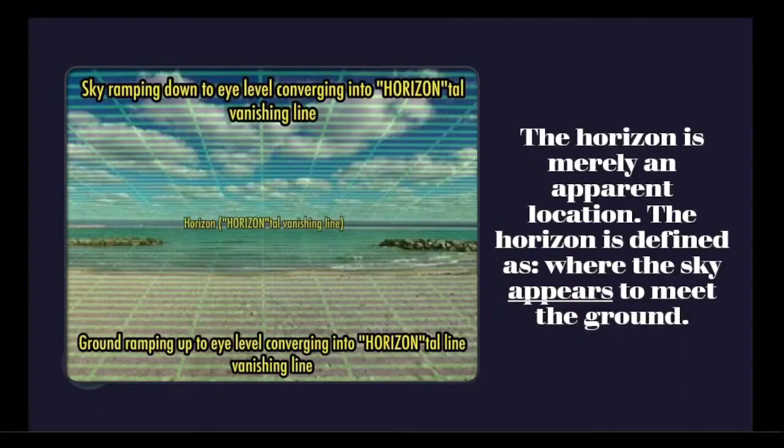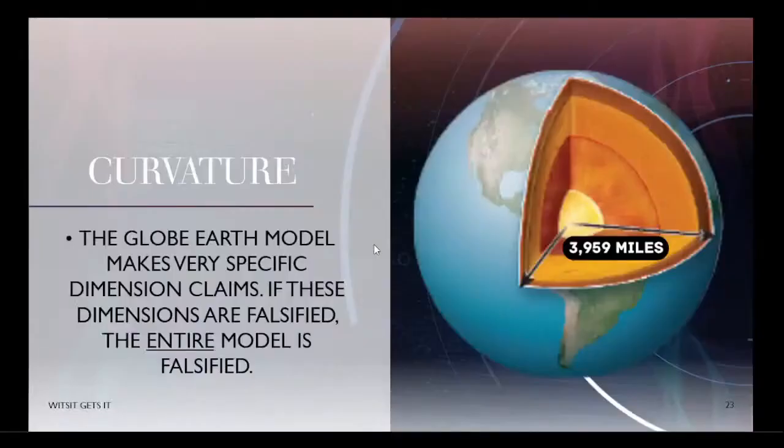And that vanishing line changes based on atmospheric conditions. So sometimes it's closer, sometimes it's further away because there's more turbulence in the atmosphere, there's more density, there's different temperatures, there's different humidity, there's different obstruction, right? So the horizon is merely an apparent location. The horizon is defined as where the sky appears to meet the ground. This is a very basic thing that you have to understand. This is FE 101.